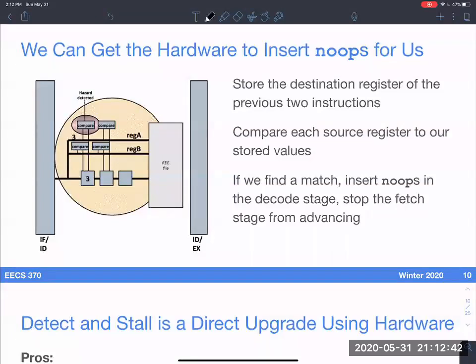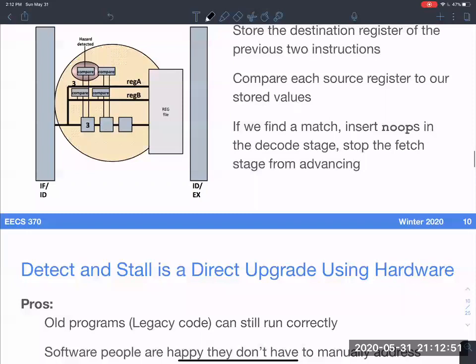Then we compare each source register to our stored values. And if we find a match, we insert no-ops in the decode stage to stop the fetch stage from advancing. So detect and stall is a direct upgrade because we use hardware. One of the really good things is old programs still run properly.